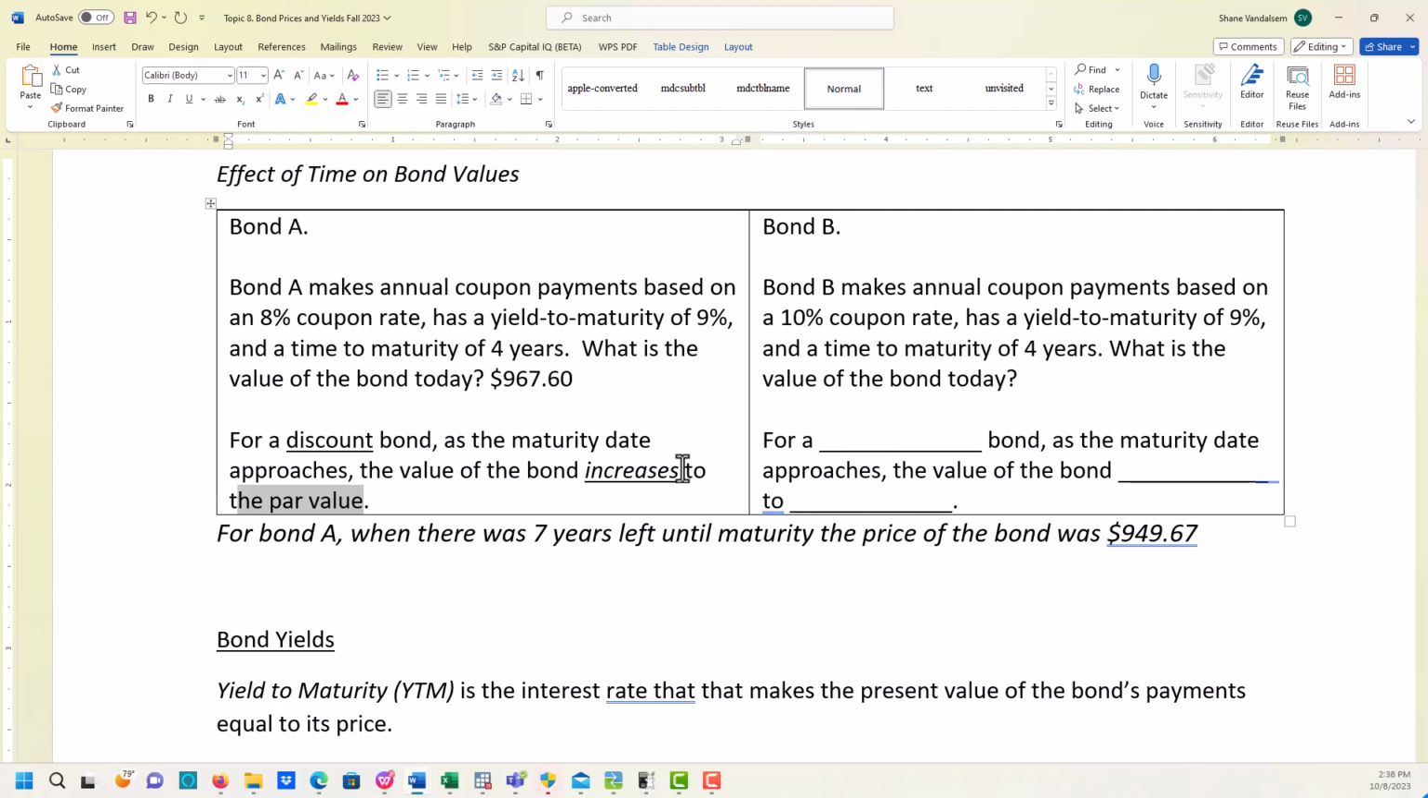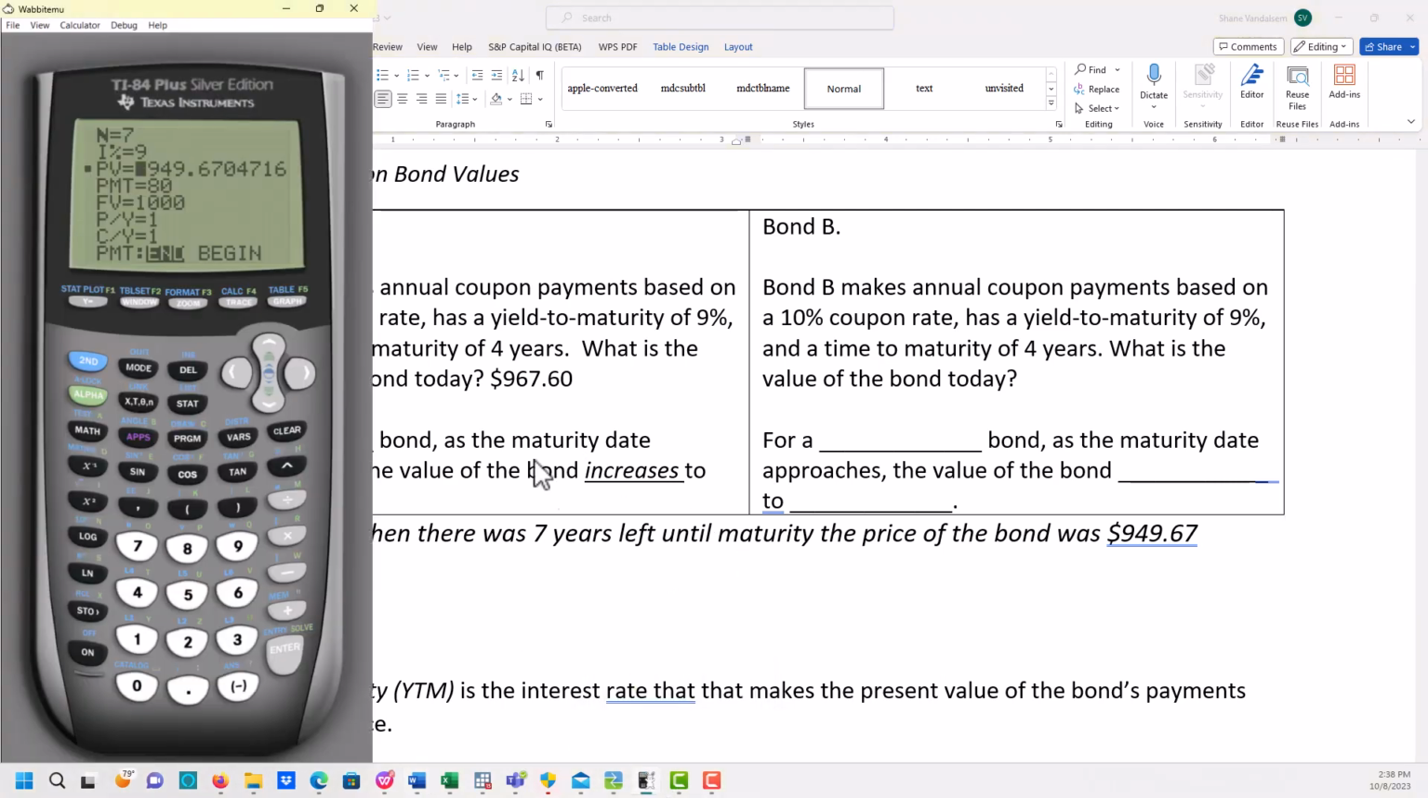For a premium bond, we're going to see the opposite situation. Last time we calculated the value of the bond with 7 years remaining, and if you remember, that was $1,050 and I'm going to say 32 cents, but I'll calculate it here just to make sure. Last time with bond B, we had 7 years to maturity, a yield to maturity of 9%, a coupon payment of $100, and our value was $1,050.33.